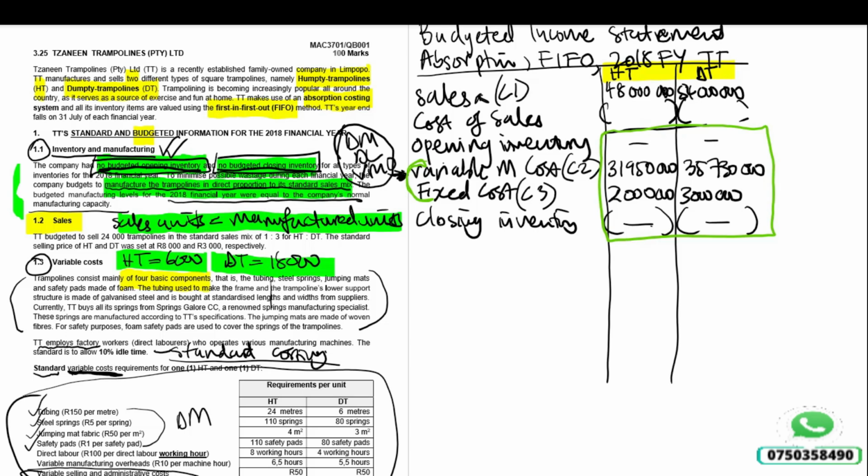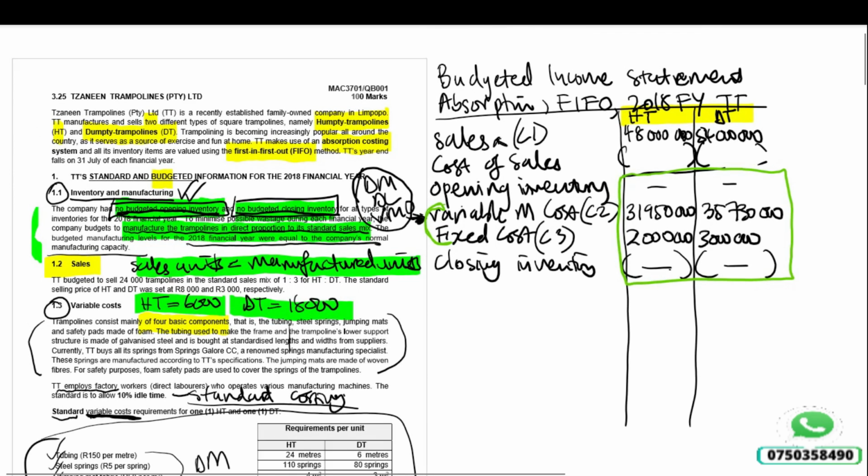And we have our cost of sales, which is going to be this 31,950 plus 2 million, which gives you 33,950. That's my cost of sales, and then the other amount is 38,730.